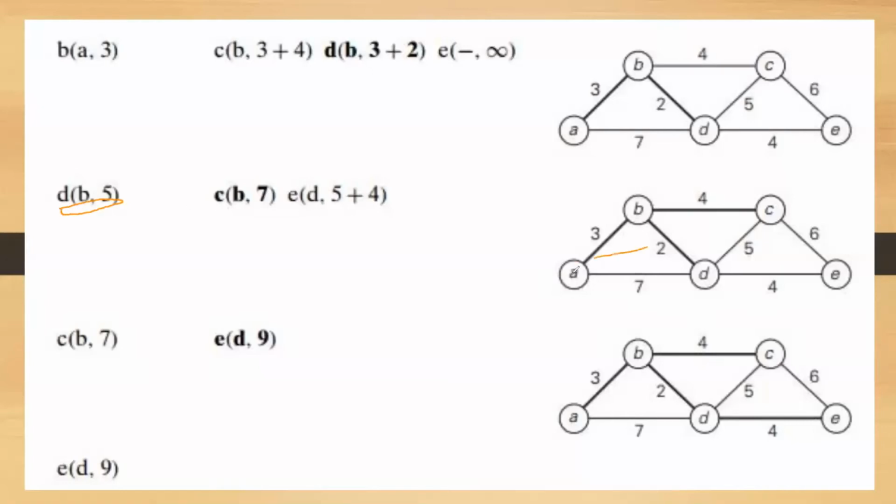For D, now which are the vertices that are fringe vertices? Now which are the fringe vertices? See, now three vertices are A, B and D. These three are fringe vertices. Sorry, these three are tree vertices. Which are the fringe vertices? C and E. Both C and E are fringe vertices, therefore you have to update it.